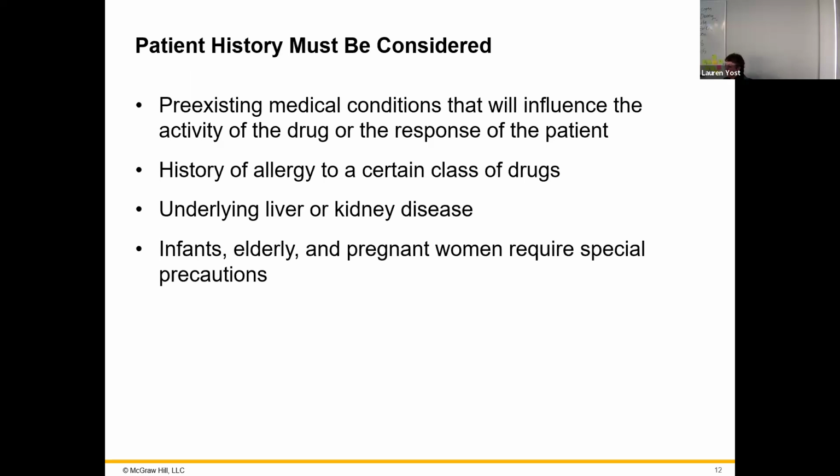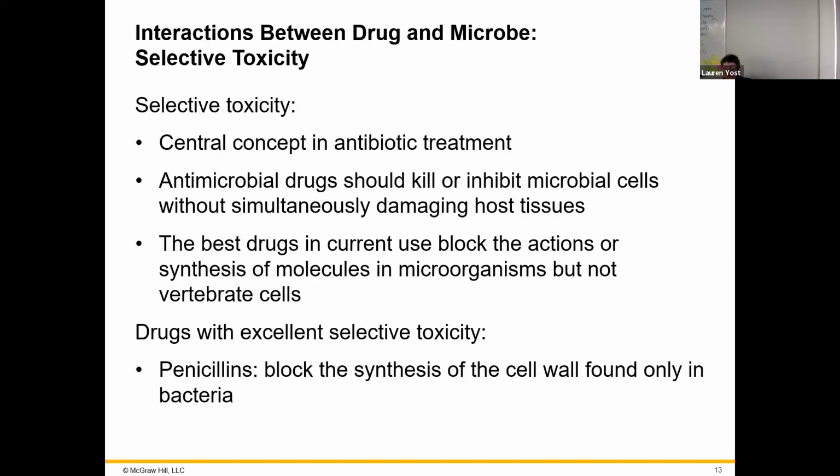Underlying liver or kidney disease, which is why your common blood tests, your blood panels, should be done and analyzed before you start administering some of these more toxic drugs, especially vancomycin and stuff like that. It's real hard on your kidneys, so you don't want to be putting this medication in somebody that has kidney disease if you can help it. Then being an infant or elderly or pregnant, because some of these medications can cause birth defects, you don't want to be giving this to somebody that could potentially be pregnant.